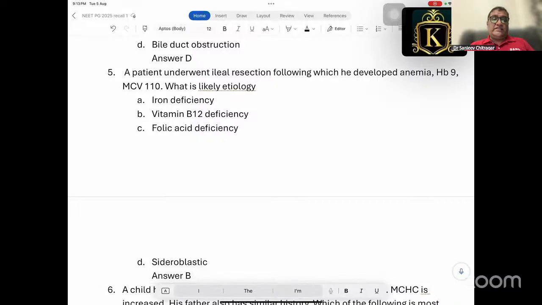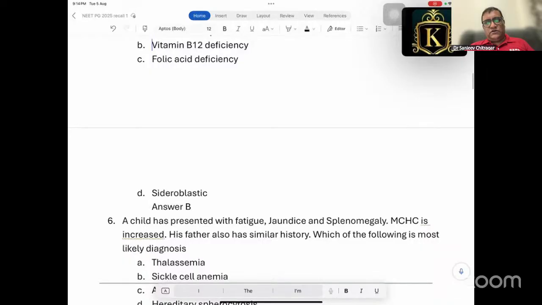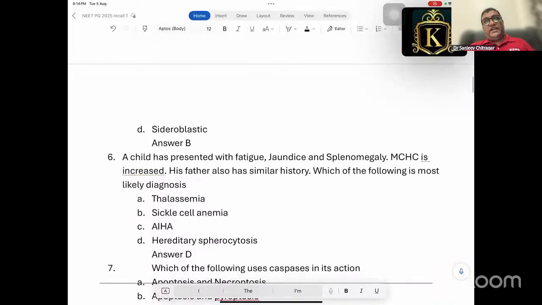Gastrectomy and duodenectomy will cause iron deficiency. B12 deficiency can be in ileectomy, even gastrectomy. Folate deficiency will be in jejunectomy, right? Sideroblastic anemia has nothing to do with any of these. Sideroblastic will be porphyrin deficiency. It is not an absorption problem, right?